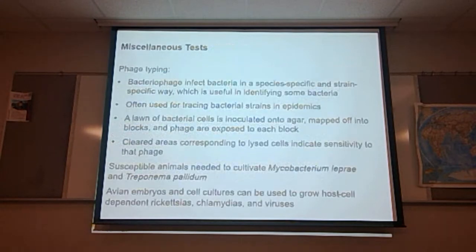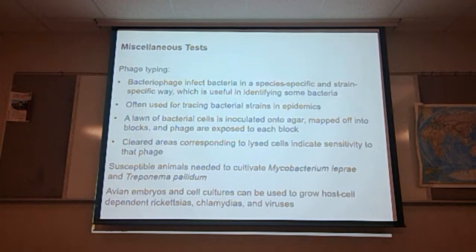Another type of test that is very active, very accurate, is something called phage typing. The bacteriophage are a group of viruses that only infect bacteria. And they infect these bacteria in a species-specific and strain-specific way, which is useful in identifying some bacteria. So not only are these things species-specific, they tell you it's E. coli, but they are also strain-specific.